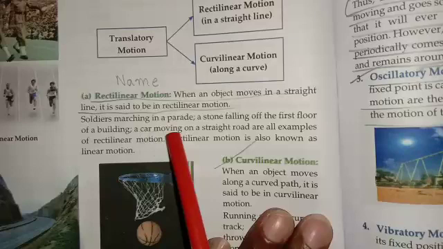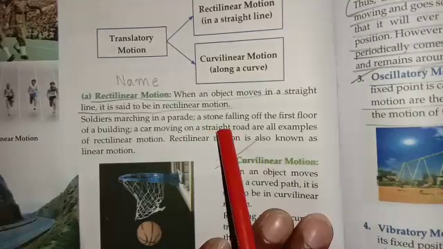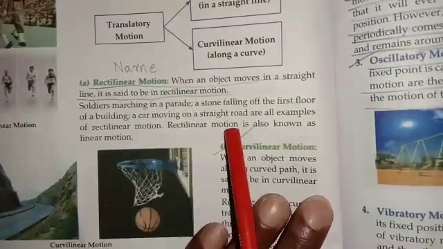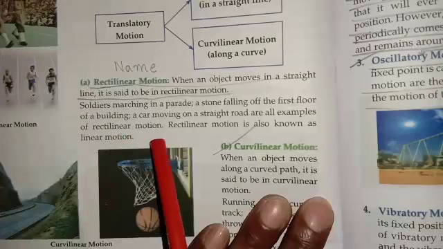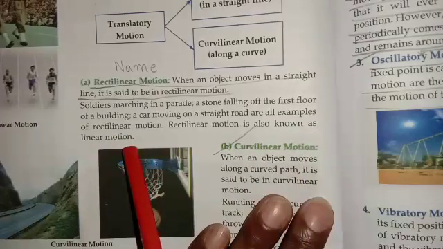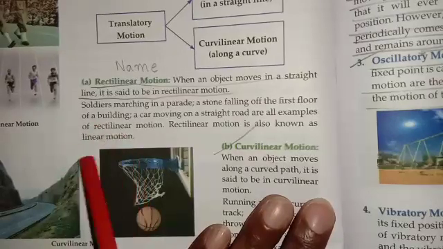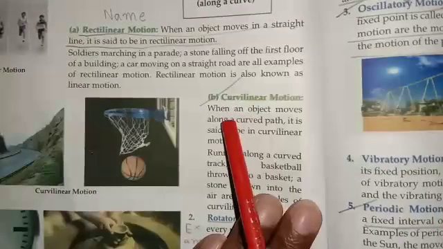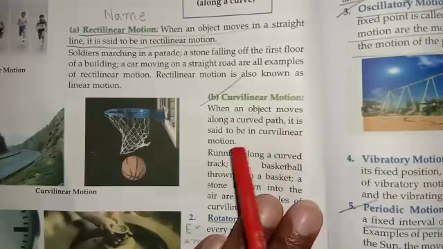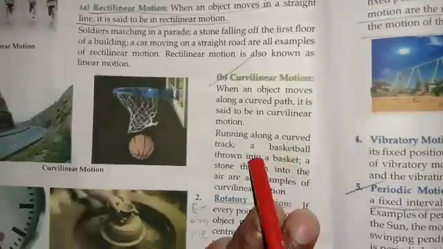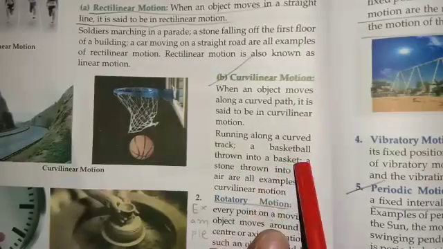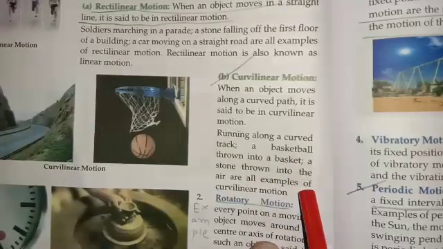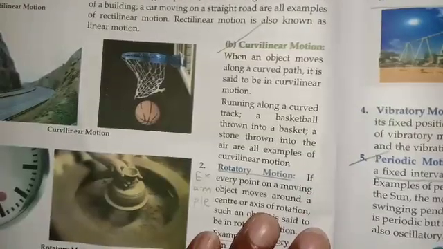Soldiers marching in a parade, a stone falling off the first floor of a building, a car moving on a straight road are all examples of rectilinear motion. Rectilinear motion is also known as linear motion. The definition of rectilinear motion and linear motion is the same. Next come to curvilinear motion. When an object moves along a curved path, it is said to be in curvilinear motion. Running along a curved track, a basketball thrown into a basket, a stone thrown into the air are all examples of curvilinear motion.